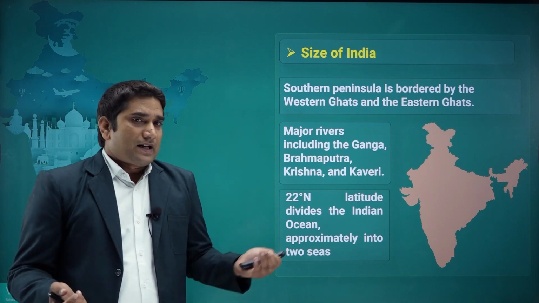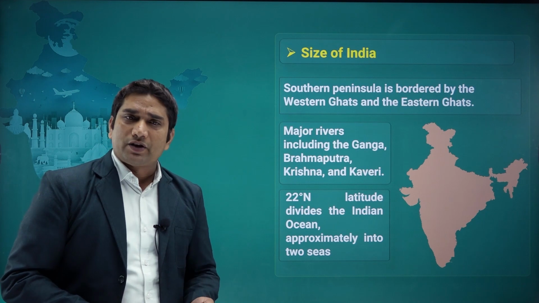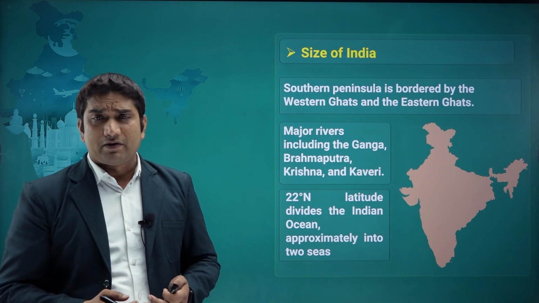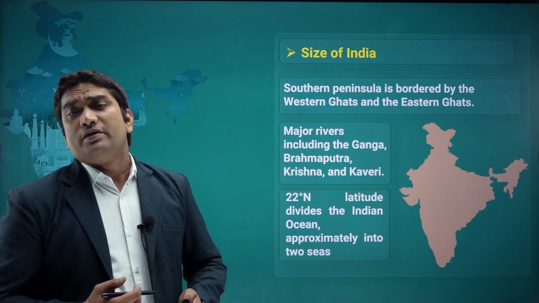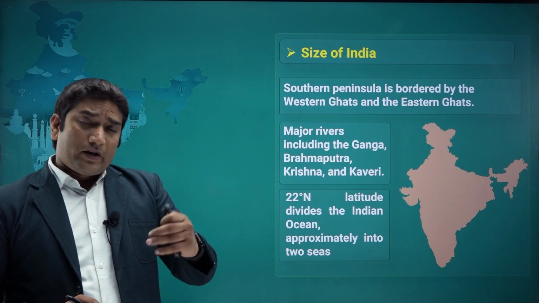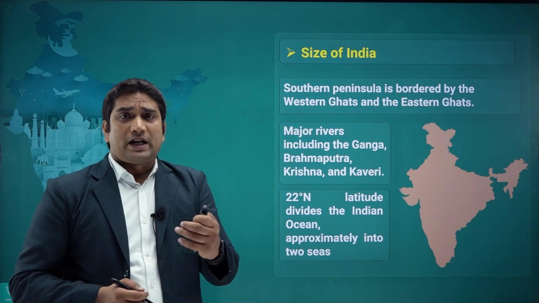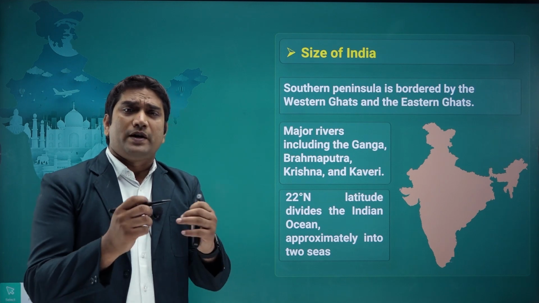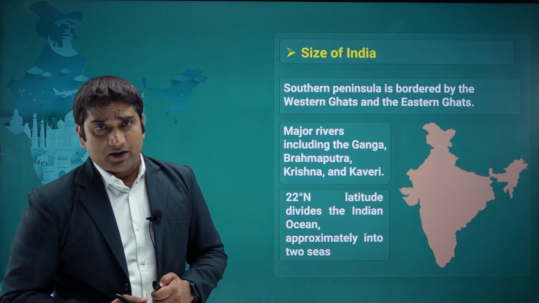So major rivers, as I earlier also told you, some of the Himalayan rivers we have are the Indus, Ganga, Brahmaputra. These are very important rivers, and they also have important tributaries in the country which play a very important role in India. Some important peninsular rivers we have are Krishna, Kaveri, Narmada, Tapi, Godavari, Mahanadi. So many peninsular rivers we have in the country.